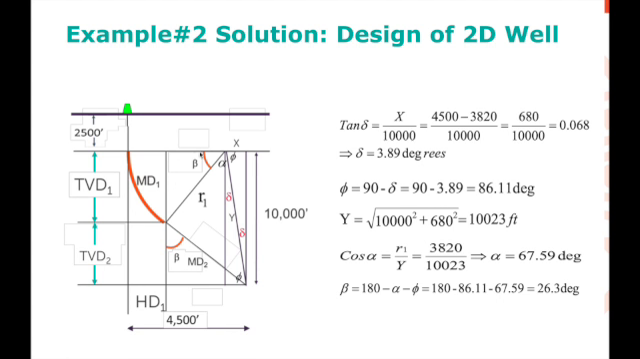So to find beta, we just need to subtract from 180 the phi angle and the alpha angle. As you can see here, it's a total of 180 degrees. They are a part of a line with 180 degrees. So beta angle is 180 minus alpha minus phi, that would be 180 minus 86.11 minus 67.59. That gives us approximately 26.3 degrees value for our beta angle, or the angle of the arc of our measured depth 1, or the build section.